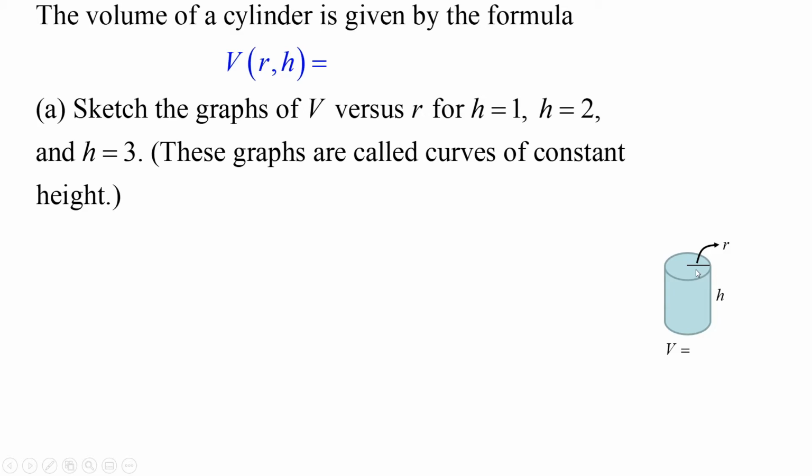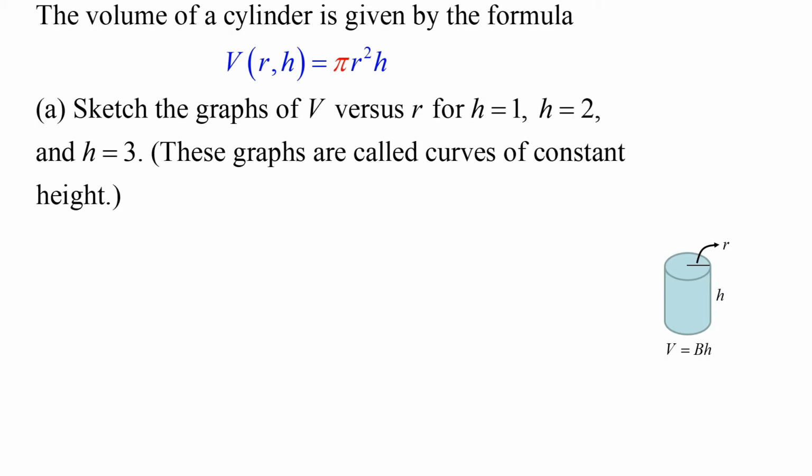Now you guys know from geometry that the volume of any cylinder is always going to be the area of the base, which in this case is a perfect circle, times the height. So if the base is a circle, the area of a circle is pi r squared times the height. And that's given in the problem. Volume of a cylinder in terms of radius and height is pi r squared times height.